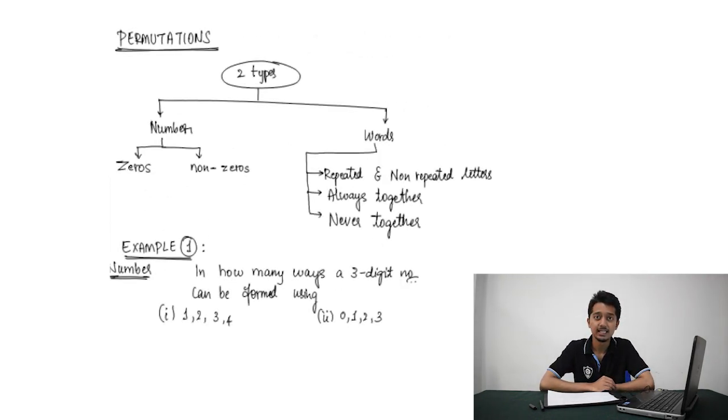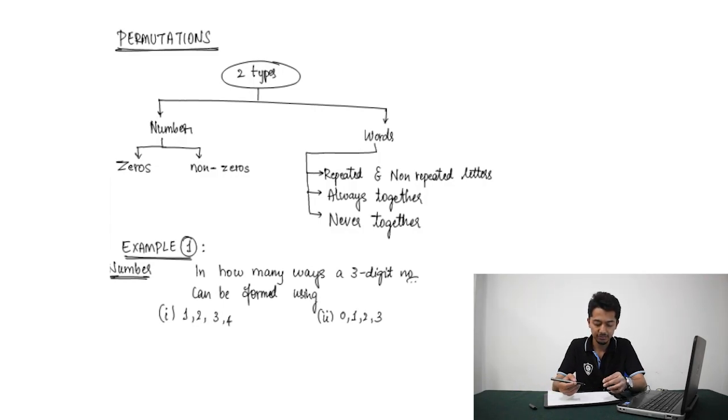Now, let us take the classification of problems in permutation. The problems can be based on numbers or words. If it is based on numbers, there are two kinds of problems, that have zeros and that have no zeros in them. And if it is words, there are basically three kinds of problems: repeated and non-repeated letters, always together and never together. Let us see an example for each type.